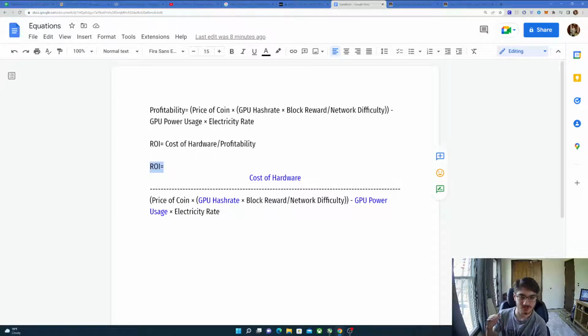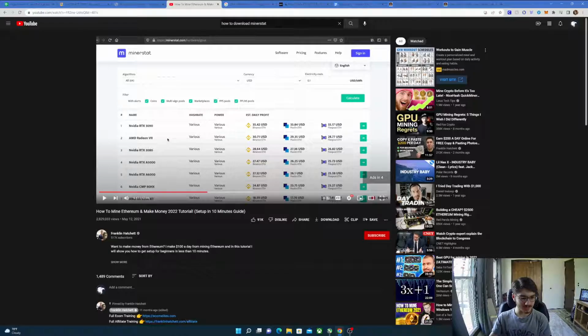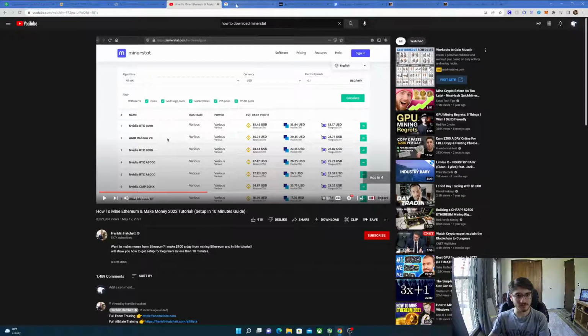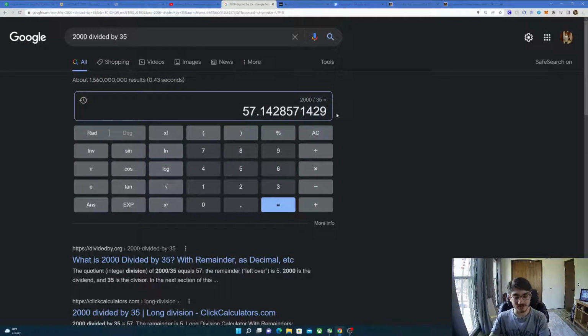Your ROI will sometimes be really low because of factors you cannot control that are temporarily going to be favorable toward mining. Let me give you an example. On May 12th of 2021, you used to be able to get $35 of profits mining on the Ethereum network with a 3090. Now, if you were to get a 3090 for $2,000 back then, and assuming that that's your daily profit, you would ROI in 57 days. That's less than 2 months.